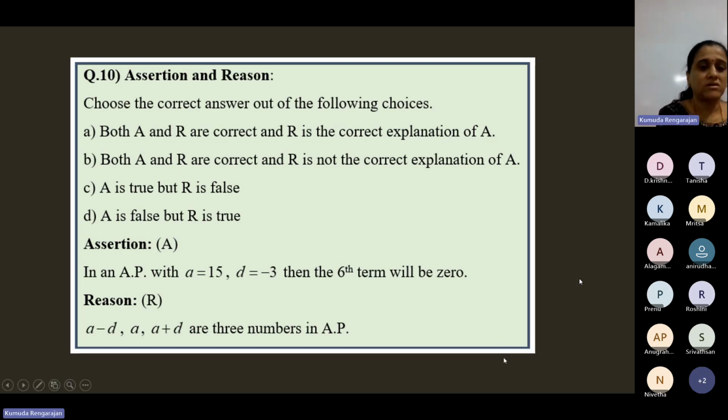Try this one. Don't copy the options because you know the options. Just write that assertion and reason statement alone.